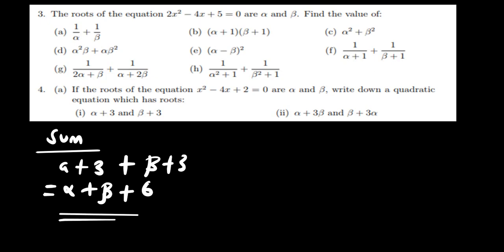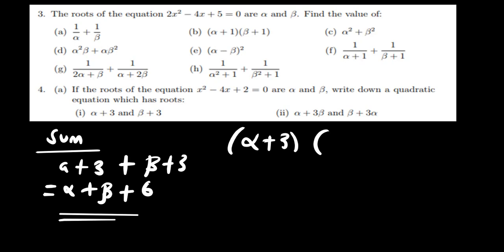Then what will be your product? You're going to multiply alpha plus 3 by beta plus 3.